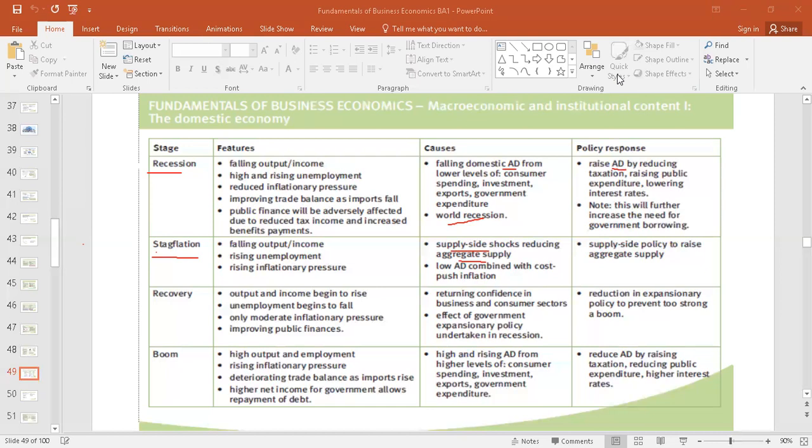So activity once again picks up and we can see that the economy starts recovering from these adverse situations of recession and stagflation. See, the policy is to reduce expansionary policy to prevent too strong a move. That also has to be taken up. Then we see the fourth stage in the trade cycles is boom.